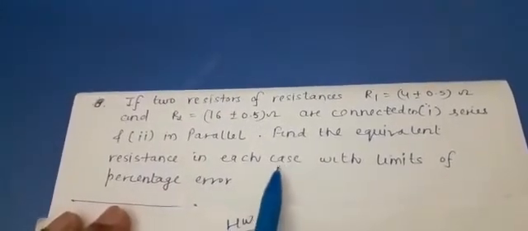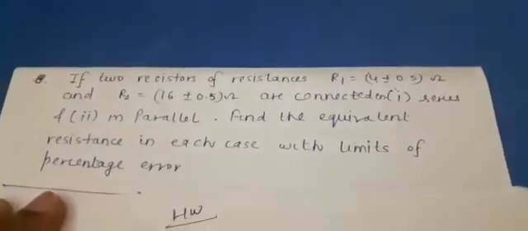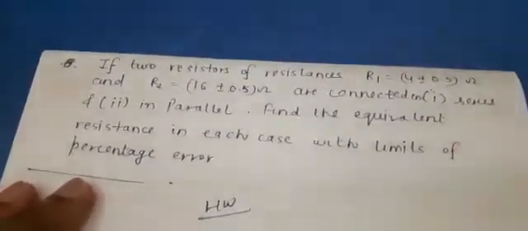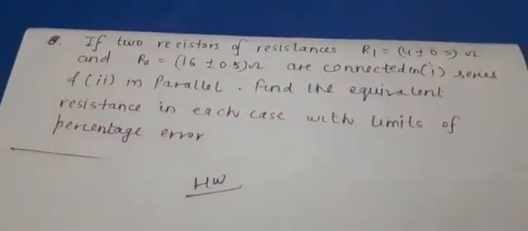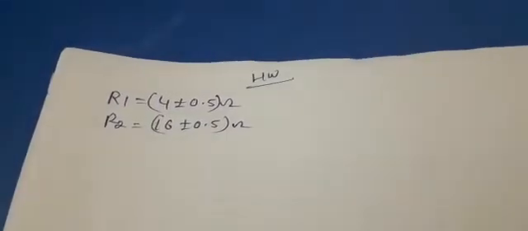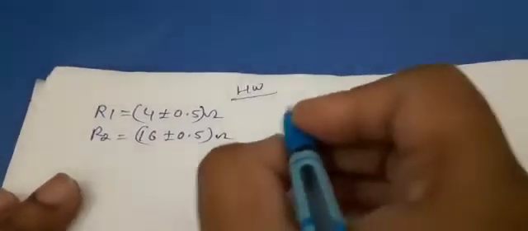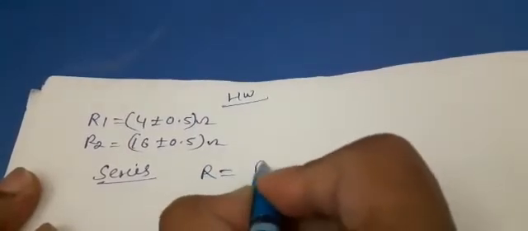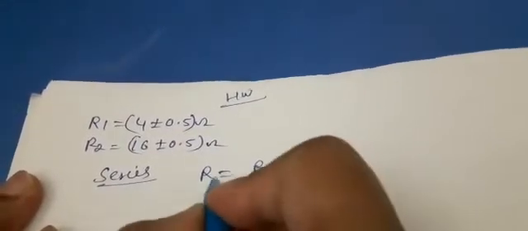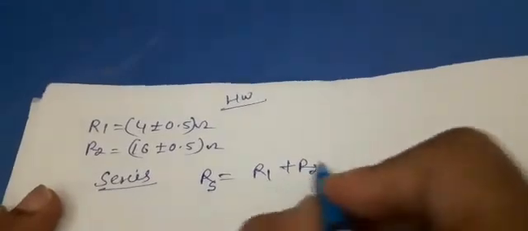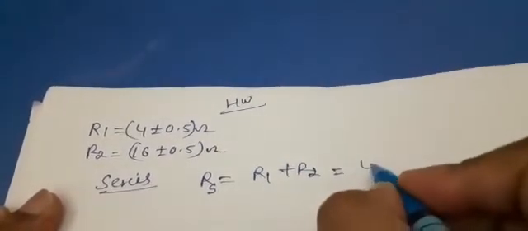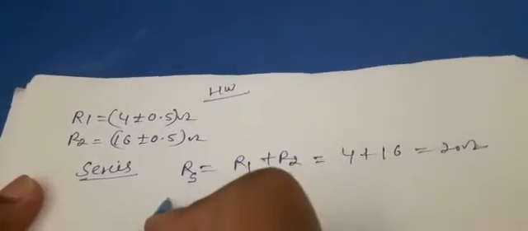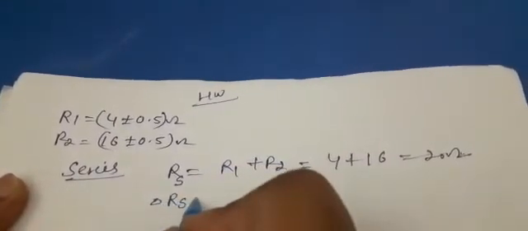So now, as the resistances are given, you have to find the equivalent for series and parallel combinations with the particular limits of percentage error. So how to proceed? Now, first of all, taking the series combination, you have already done this concept. This is R1 plus R2. Let me represent it by RS or R, any symbol we can use. Then R1 plus R2 will be 4 plus 16. It is 20 ohm. Then we have to obtain the error limits for the series combination also.